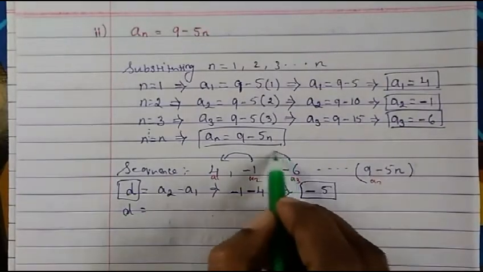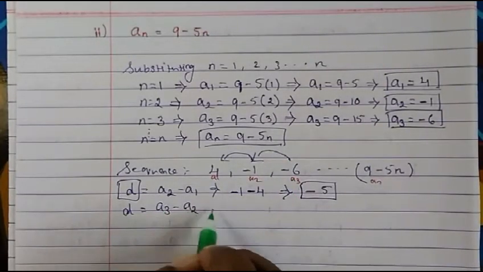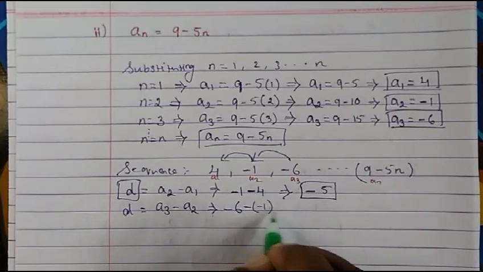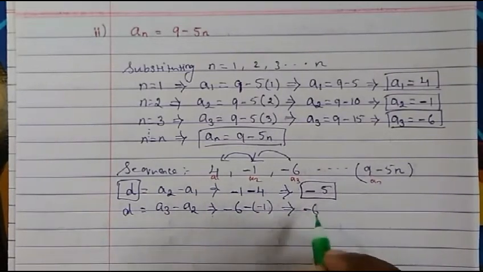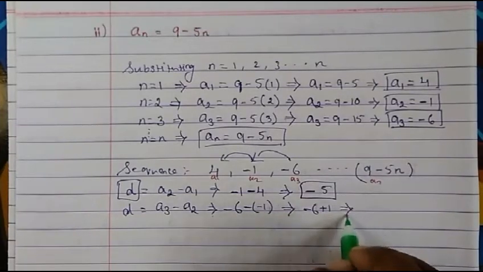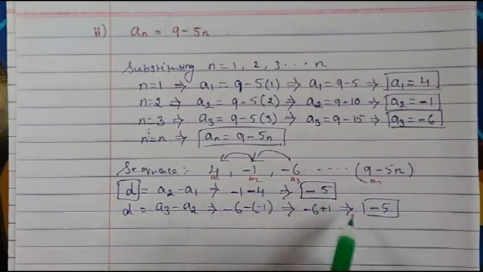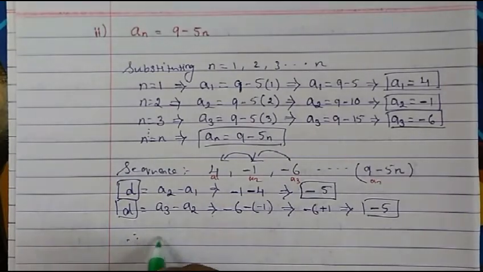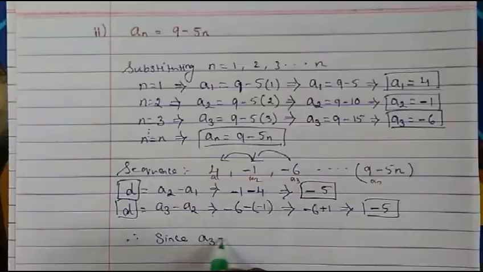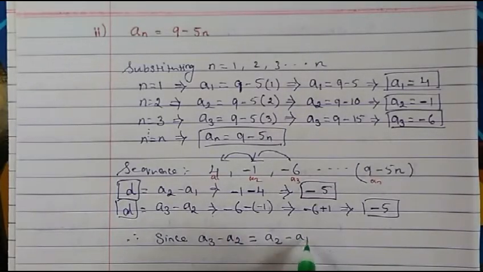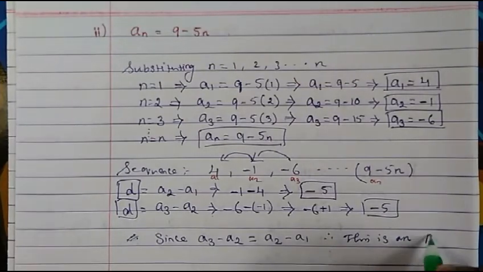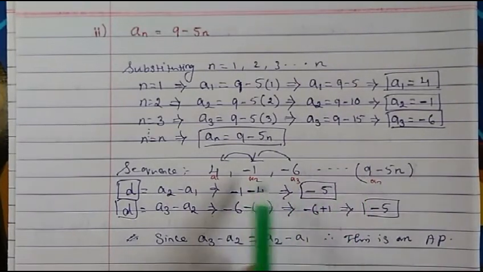In the same way, let's check here, that is a3 minus a2. a3 is minus 6 minus a2 which is minus 1, so that will give us minus 6 plus 1, which is again minus 5. So we got the d value the same, the common difference is the same. Therefore, since a3 minus a2 is equal to a2 minus a1, this is an AP. So then let's find the first 15 terms we are supposed to find out.